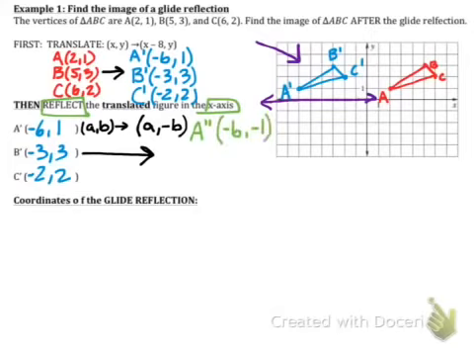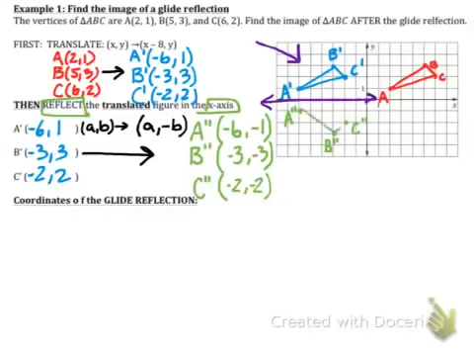I have (-6, -1) for A double prime, B double prime would be (-3, -3), and C double prime would be (-2, -2). Perfect. So my blue triangle should be reflected in the x-axis. I'm going to graph all the points: A double prime, B double prime, C double prime, and there's my triangle.